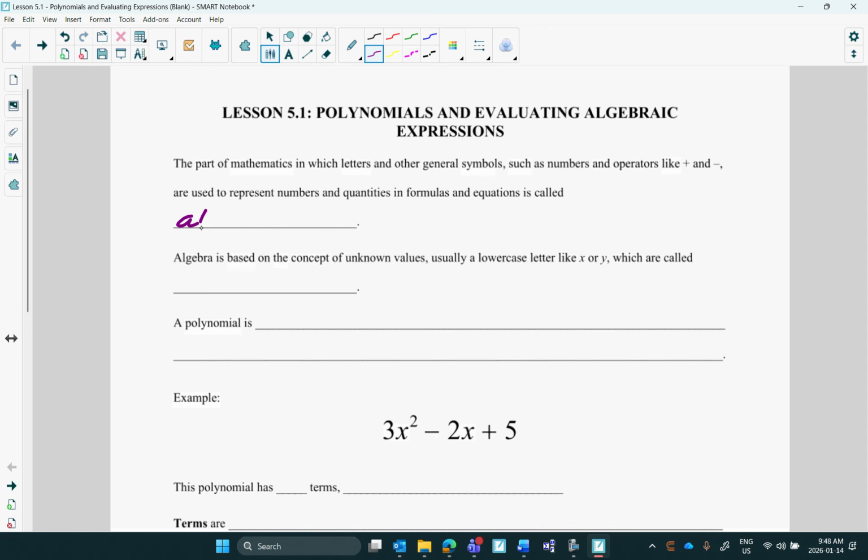Algebra is all about formulas and finding unknowns. And these unknowns that we find or use in formulas are usually lowercase letters like X or Y, but you can use any lowercase letter you want. And do you remember what we call these things? Variables.